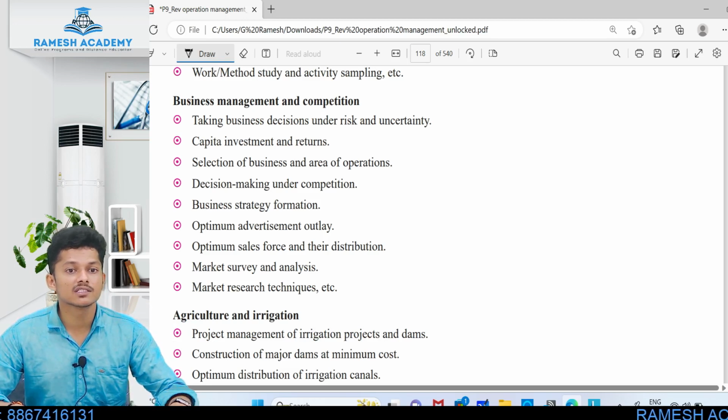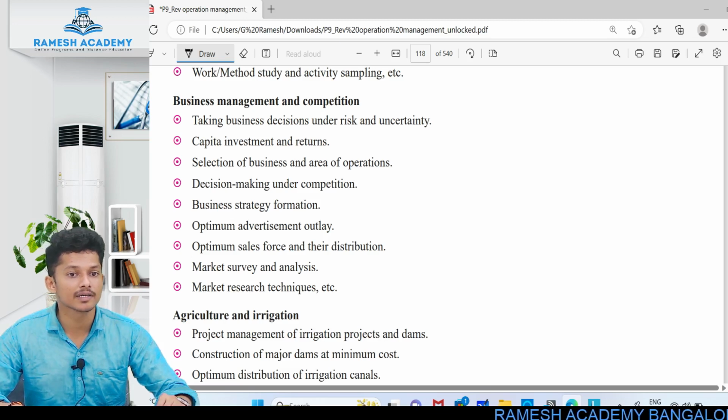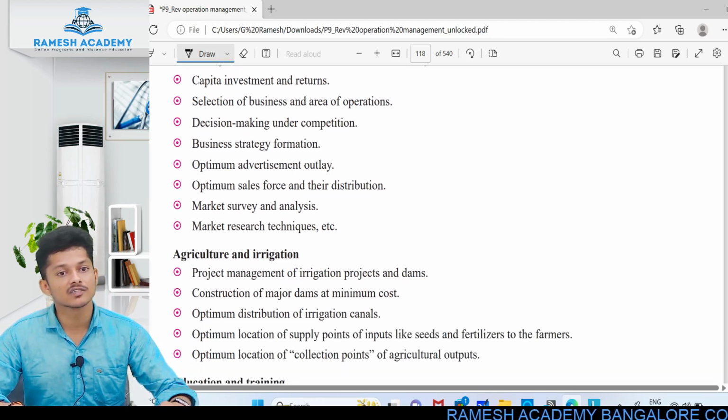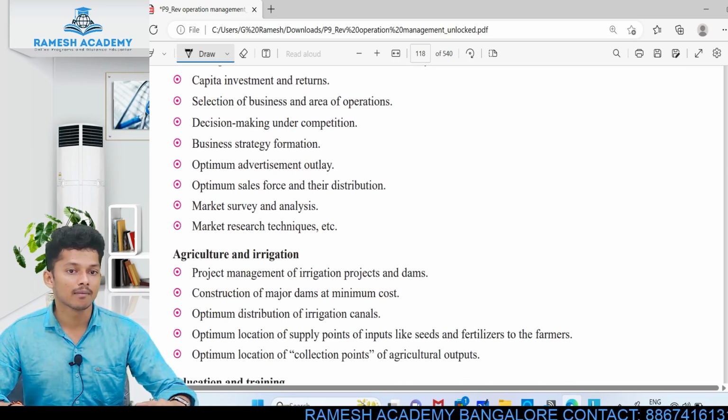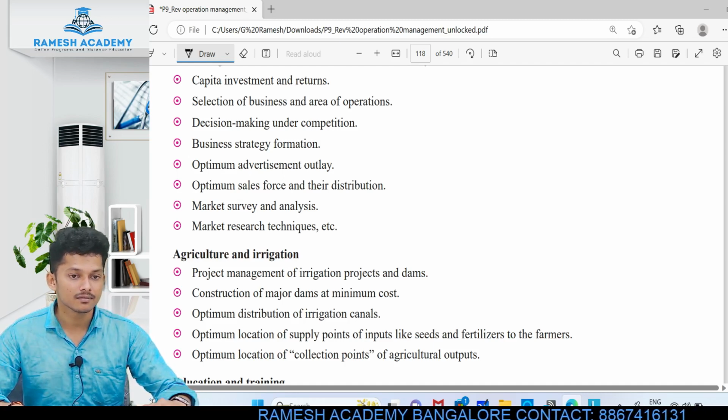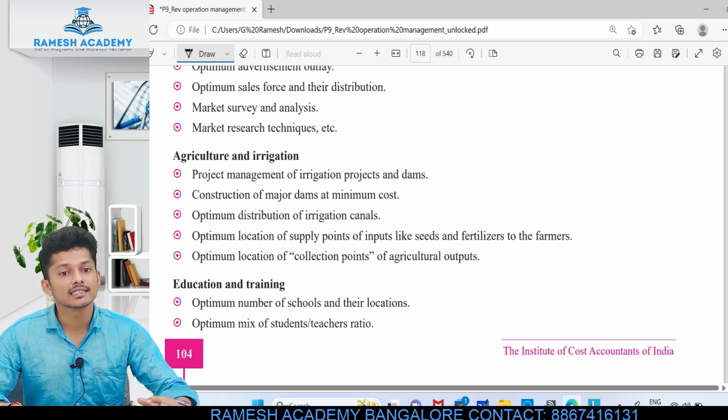Taking business decisions under risk and uncertainty, capital investment and return, selection of business and the area of operations, decision making under competition, business strategy formation, optimum advertisement outlay, optimum sales force and their distribution, market survey and analysis, and market research techniques, etc. This comes under business.